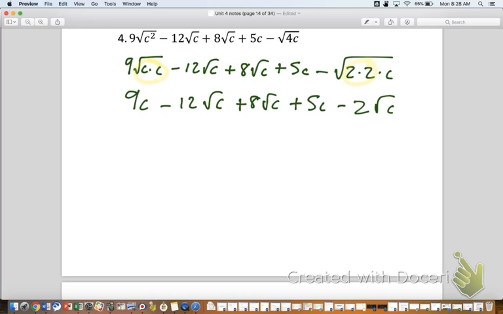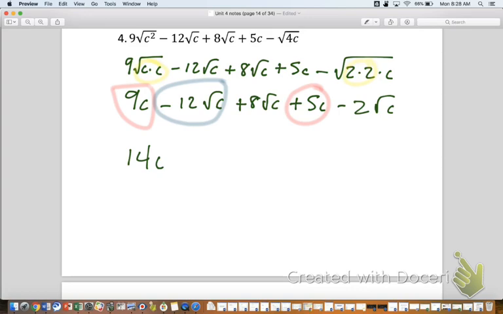Okay, so then what's like what? What is like 9c? 5c. Yep, that's old school. That's from way back in like September, I think. So 9c and 5c. When I add those up, what do I get? 14c is right.